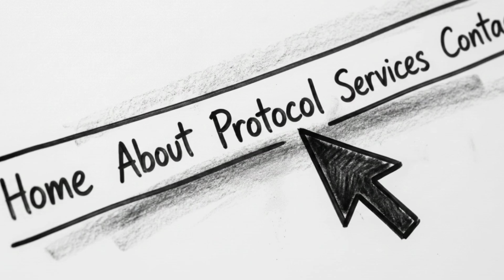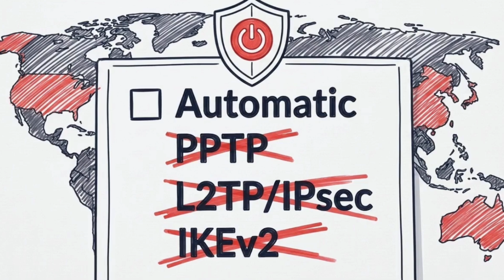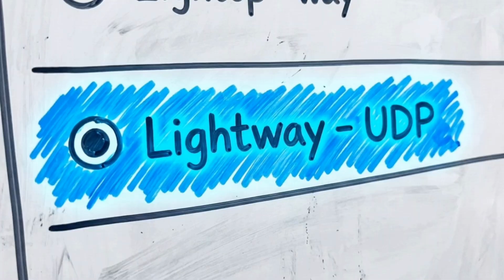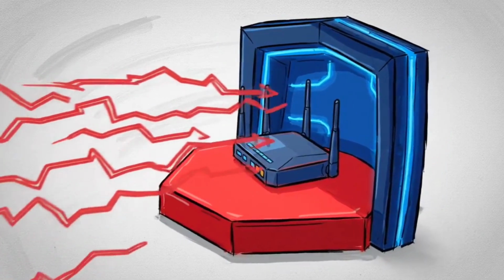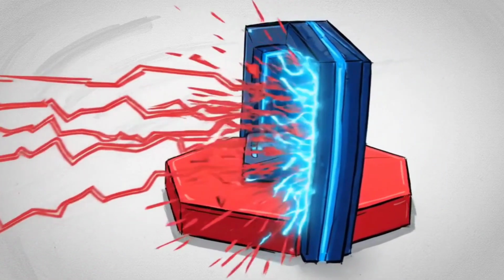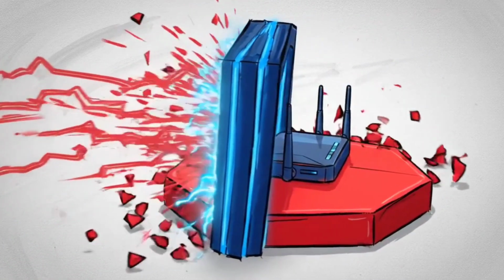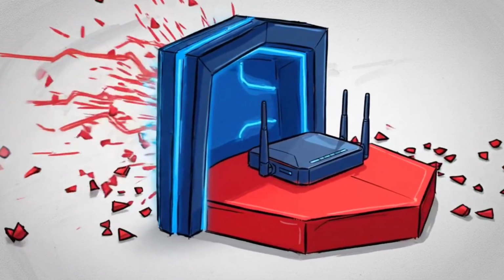Now, click over to the Protocol tab. You should avoid leaving this on the automatic setting or using older protocols that may be slower or less secure. Instead, manually select Lightway. This is a proprietary protocol designed specifically to provide the fastest connection speeds without compromising on encryption strength. By enforcing Network Lock and the Lightway Protocol, you ensure your device maintains a persistent, high-speed security shield without relying on less secure default settings.